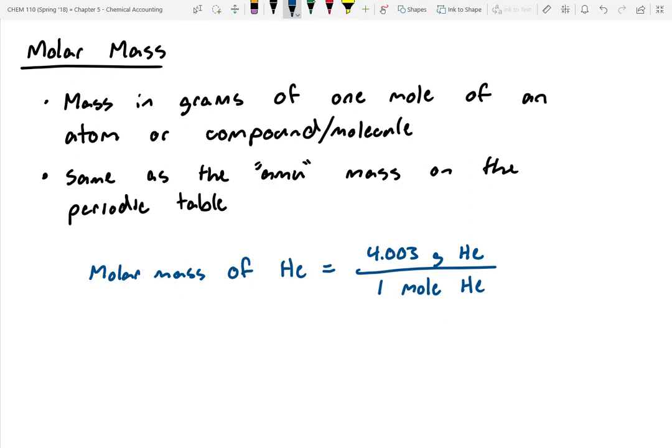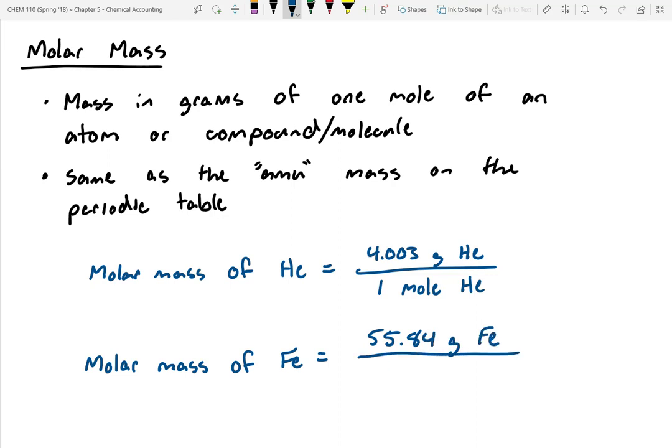Let's do another one really quick. Molar mass of Fe. Does anybody remember what Fe is? It's iron. So if we look at the periodic table, iron is atomic number 26. The mass is 55.84. So it'd be 55.84 grams of iron per 1 mole of iron.